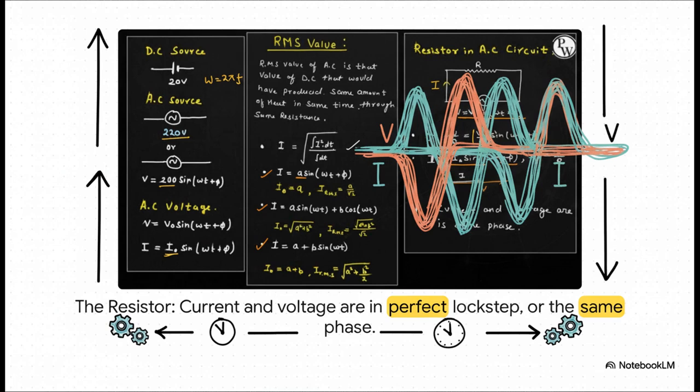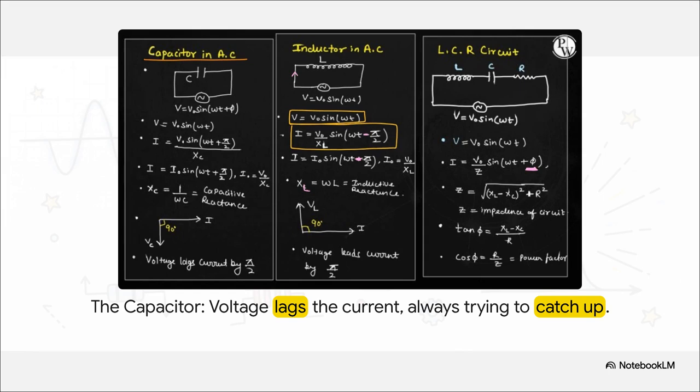Super simple, super predictable. Okay, next we have the capacitor. Its job is to store and release energy. You can kind of think of it like a tiny rechargeable battery that needs a moment to charge up. And because it takes that time to charge, the voltage across it actually falls behind the current. It's always playing catch up, so we say the voltage lags the current.